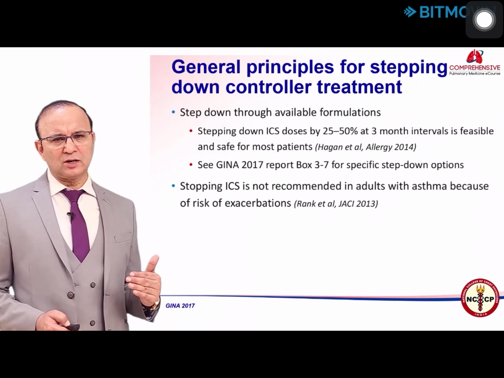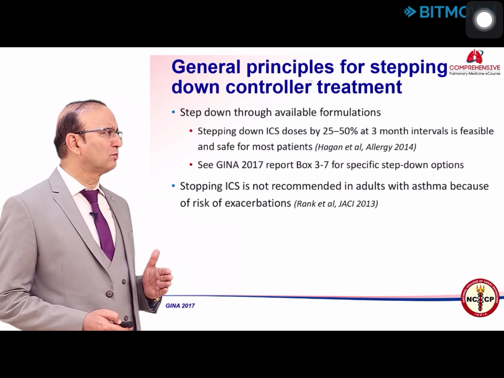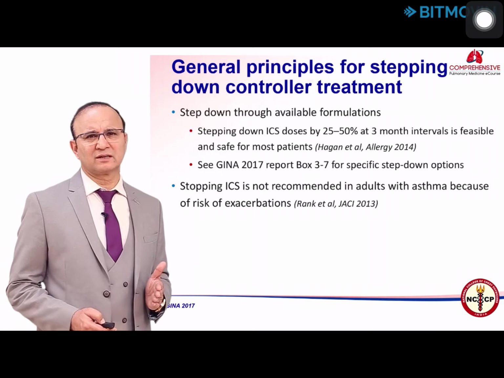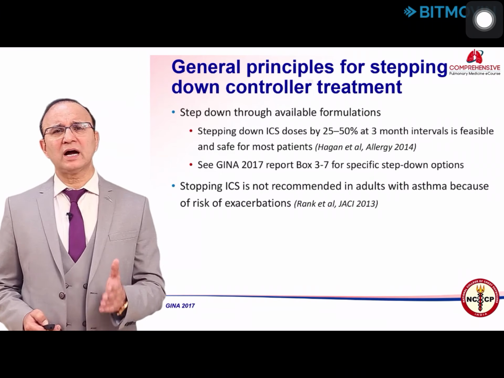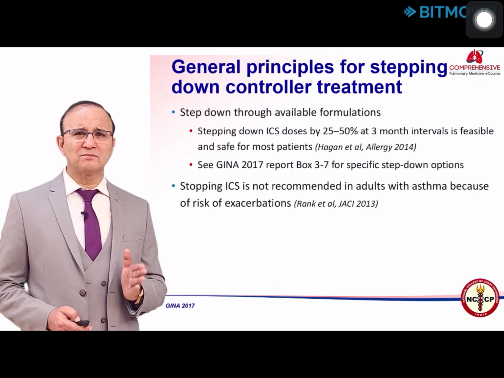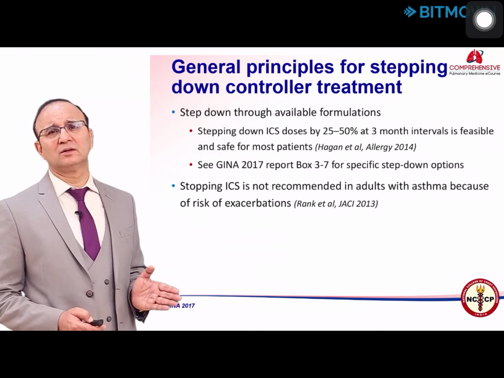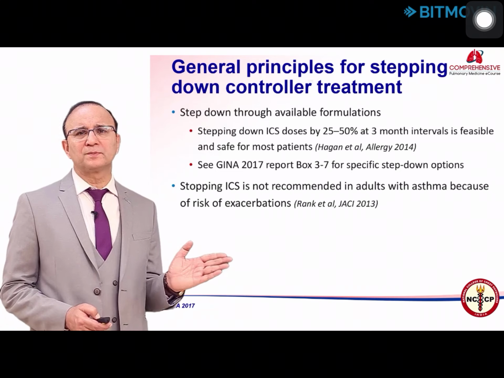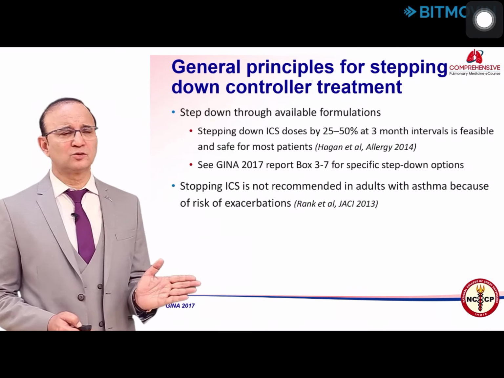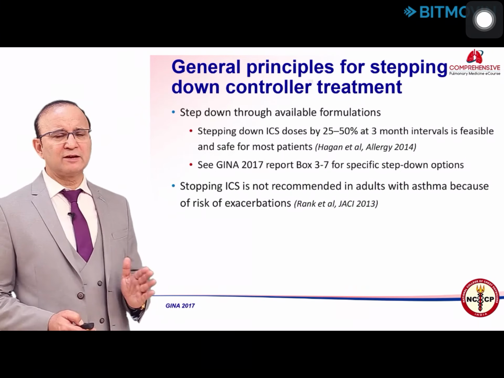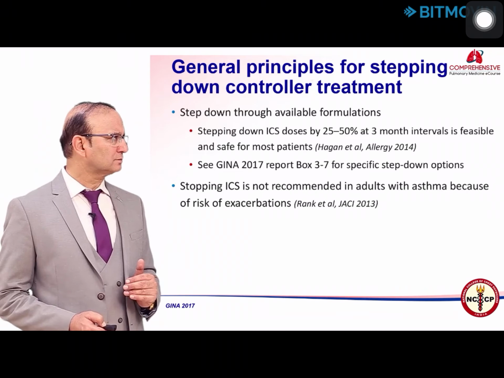And when you step down on ICS, you step down by 25 to 50% at 3 months. Like, the patient was on a high dose of inhaled steroids. Then you come first to a medium dose and then go down to a low dose. So decreasing the dose by 25 to 50% at 3-monthly intervals is safe in these patients.